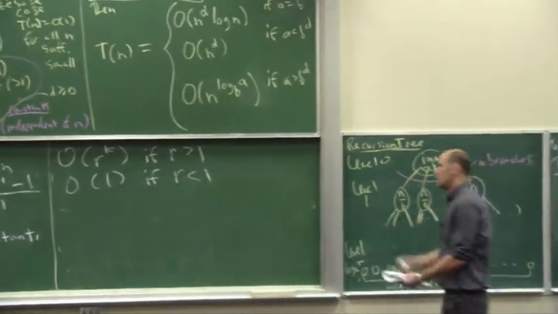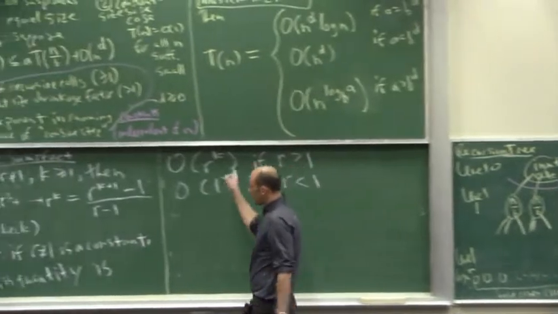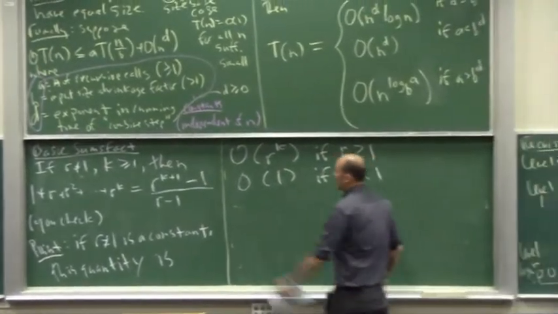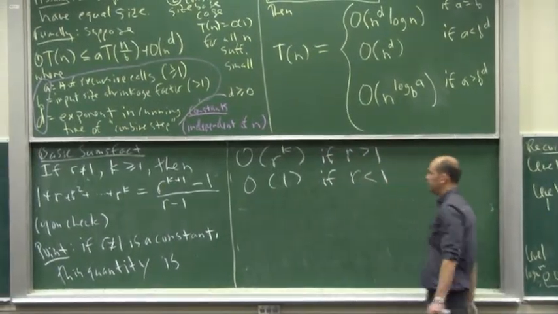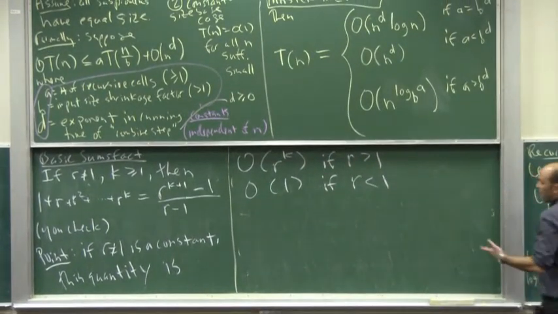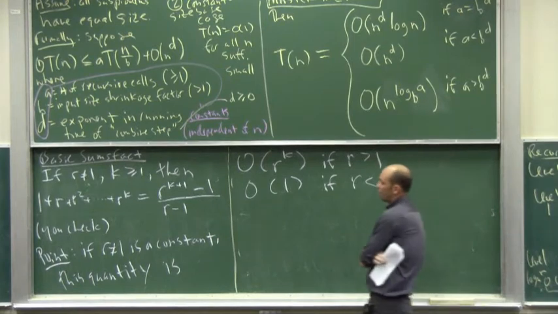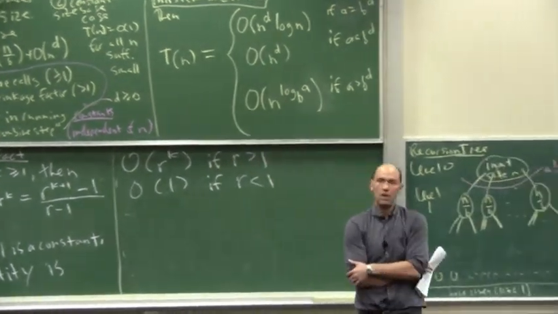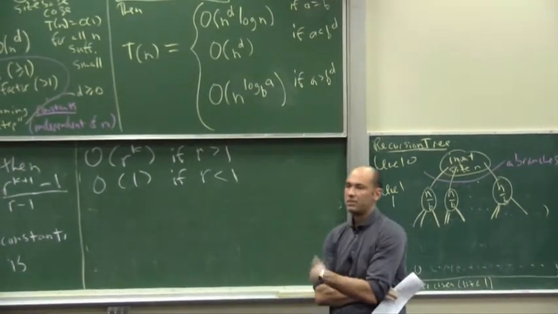And again, if you don't believe me, I'll leave it for you to think through in 5 minutes offline, why this fact implies this. For example, you might want to think about the special cases where R equals 2 or R equals a half. So if R equals 2, we're doing the sum 1 plus 2 plus 4 plus 8 all the way up.